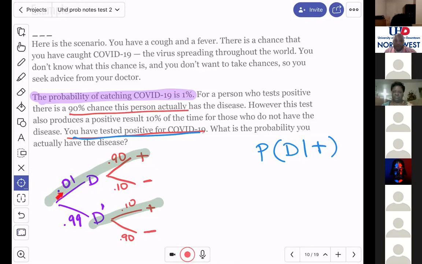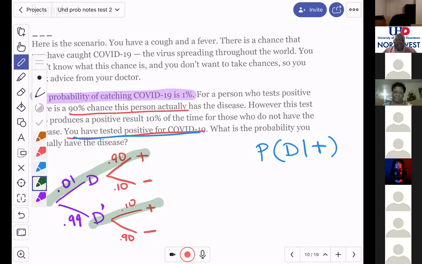You want a test that, if you have the disease, will always tell you that you're positive for it. You also want a test that, if you don't have the disease, will always tell you that you don't have the disease. You want to maximize these values out here on the outsides, and you want to minimize these values on the inside. Because these are your error rates. This one is a false negative. This one is a false positive.